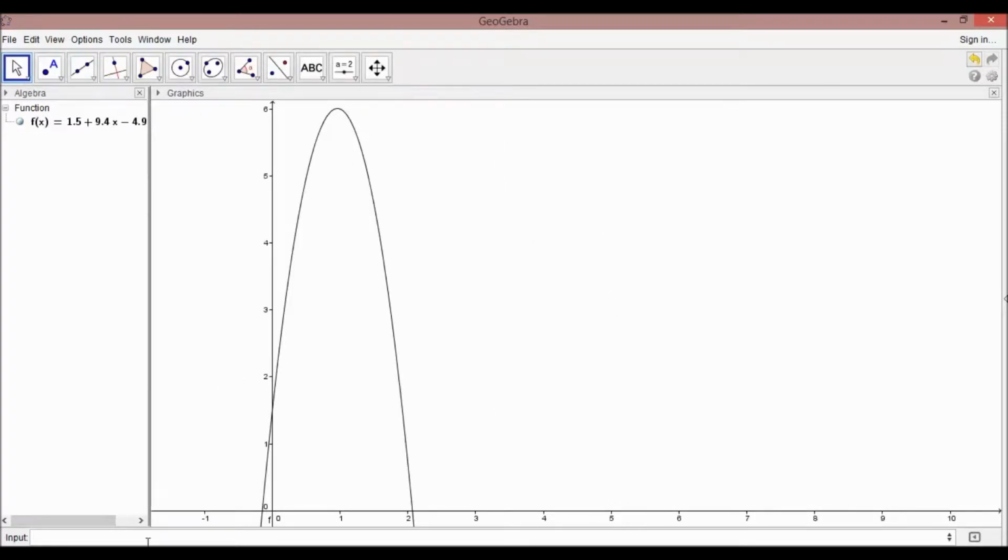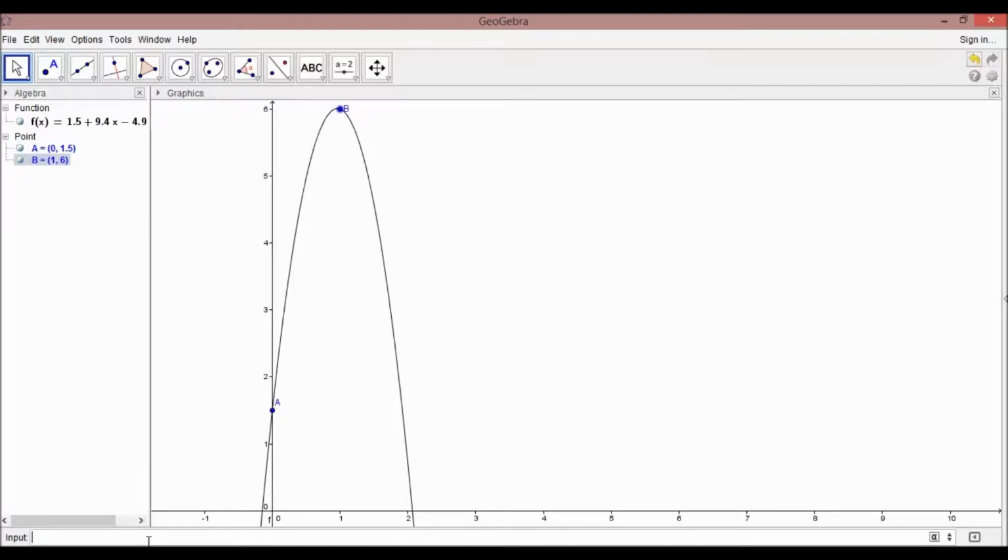So let's once again plot the points A and B, where A is the point 0, 1.5, and B is the point 1, 6.0.